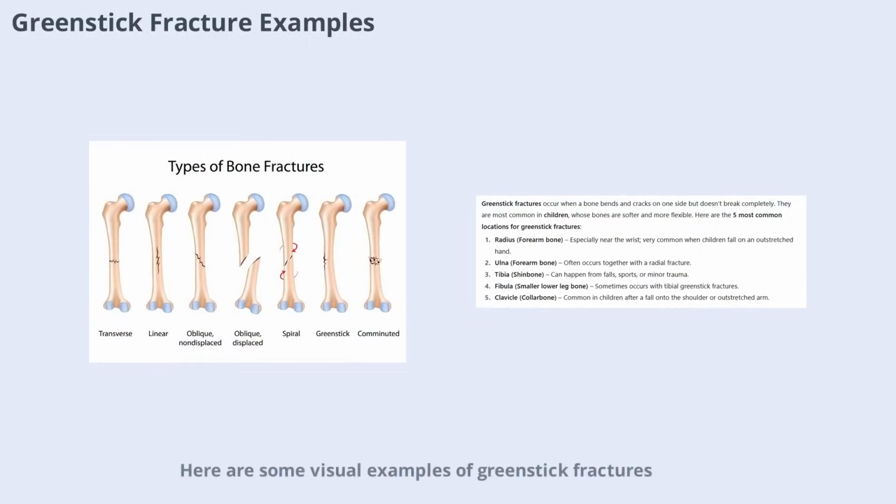Here are some visual examples of greenstick fractures. Notice how the bone bends and cracks but doesn't break all the way through. This type of injury is less severe than a complete fracture but still requires proper care to ensure the bone heals correctly. Children with greenstick fractures often recover quickly, but it's important to monitor healing to prevent future complications.